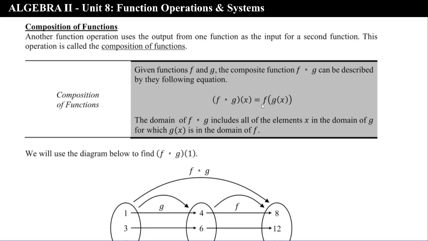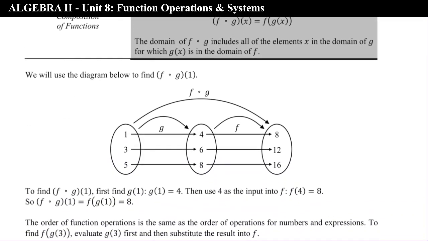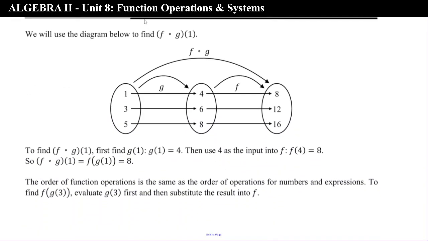But let's talk about what f of g means. So let's look at this diagram. We're going to use this diagram to find f of g of 1. Okay, so f of g, we go from here all the way across. So we go and do our g operation. This would be g of x.